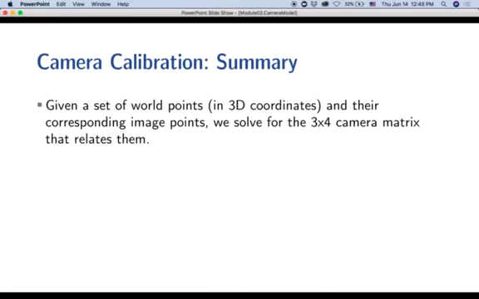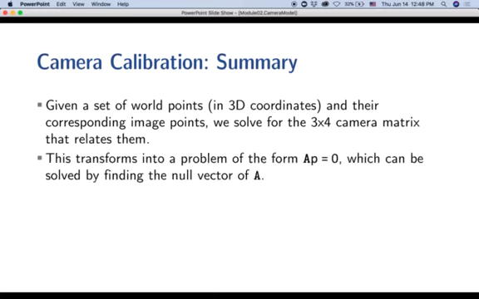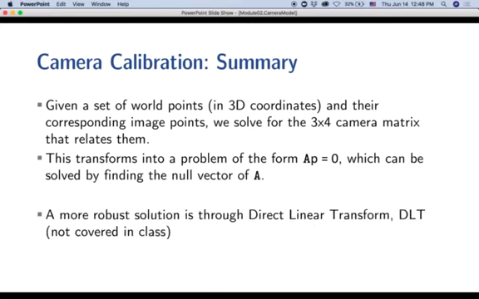So, summary: given a set of world points in 3D coordinates and their corresponding image points, we will solve for the 3x4 matrix that relates them. This transforms the problem into a problem of the form AP is equal to 0, and I solve that by finding the null vector of A. A more robust solution, I'm just mentioning it here so that you know it's there, I'm not going to discuss it in the course, is something called the direct linear transform. It's less sensitive to noise. It's more recommended that we use that solution, even to find a homography or to find the least squares solution here in the case of camera calibration.